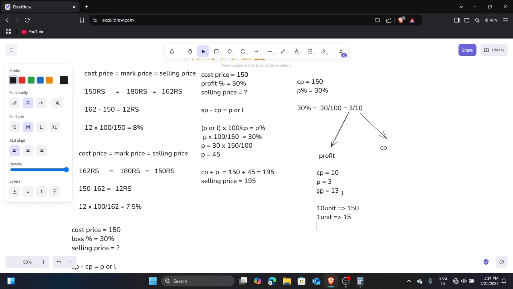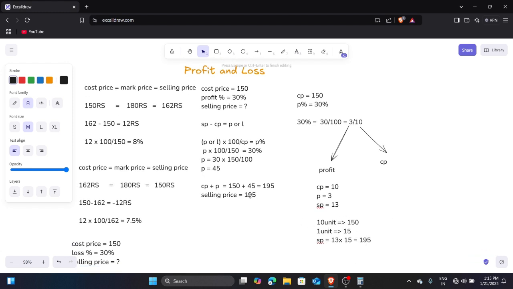So here you can see, we don't need to calculate the value of SP, because we need only the value of CP. So now you can calculate CP directly. If the CP is 10 unit, then we know the value of 1 unit, then what is the 10 unit value? It is nothing but the same value we got there, 150. You can match this, the 150 and 150 are the same.